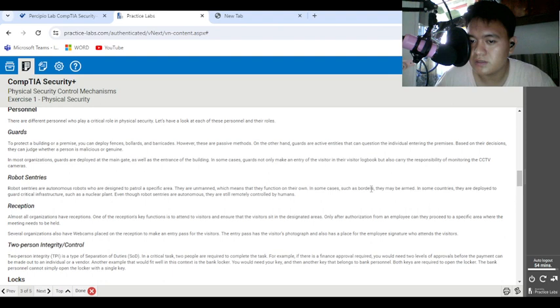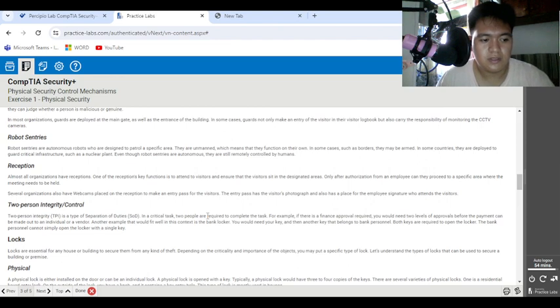In some cases, robots may be armed. In some countries, they are deployed to guard critical infrastructure such as nuclear plants. Some are still remotely controlled by humans. Reception.